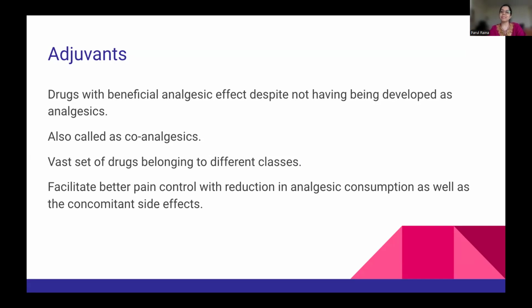In adjuvants, we will see a vast variety of classes of drugs that were initially used primarily for some other purposes, but later on found to have an analgesic role as well. Earlier, we used to think that they are not used as a first line, but just together with other painkillers like paracetamol or NSAIDs. But now we know that in certain pain conditions like neuropathic pain, they are used as a first-line treatment as well. So the advantage is that they facilitate better pain control with reduction in analgesic consumption as well as the concomitant side effects.